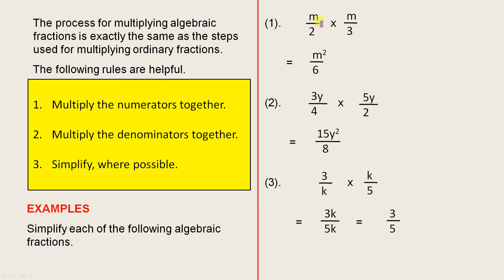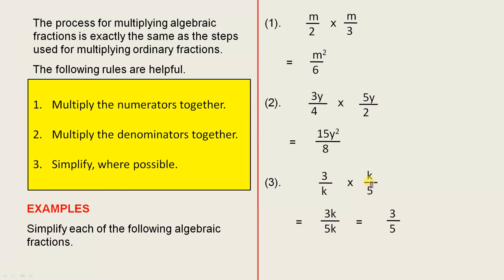Number 1, m over 2 times m over 3. So if we follow the rules in this box here, when we multiply m times m we get m squared, 2 3s are 6. The fraction stays the same because we cannot simplify it. So that is the answer. For number 2, 3y times 5y gives us 15y squared, and 4 2s are 8. The fraction stays exactly as it is because we cannot simplify it.